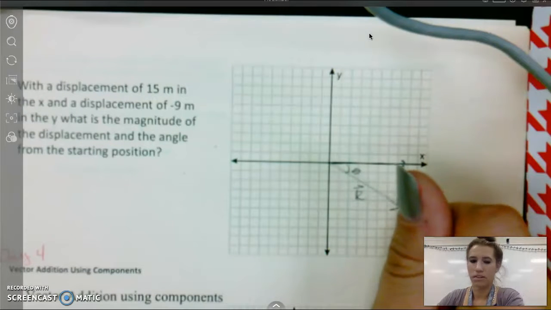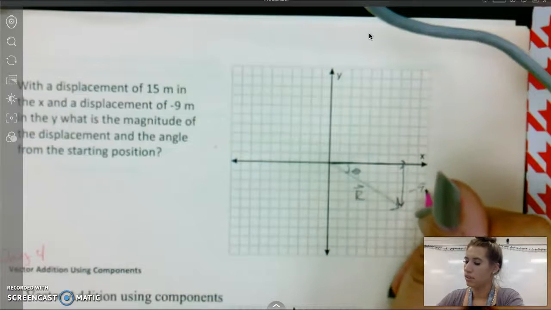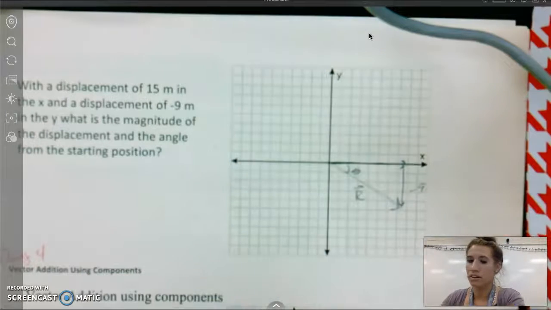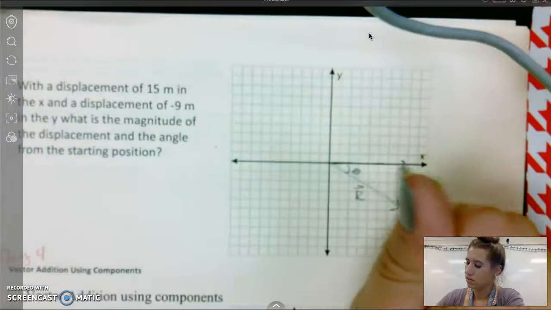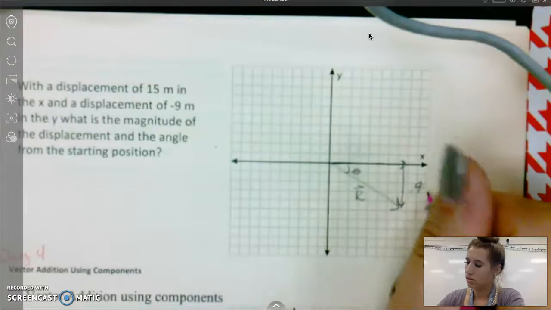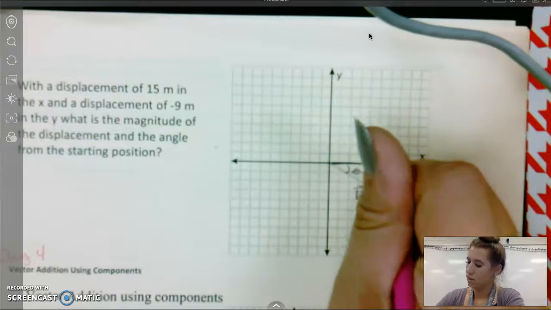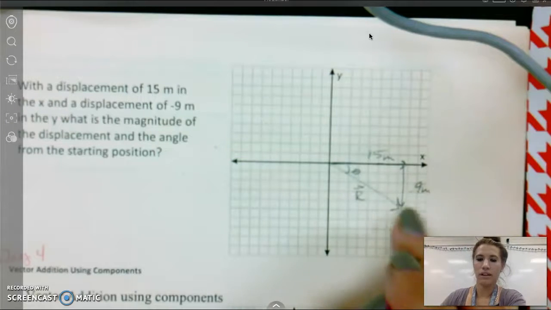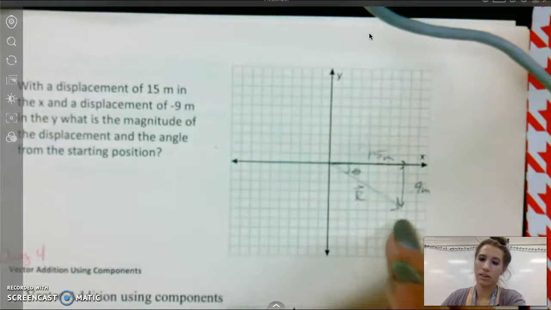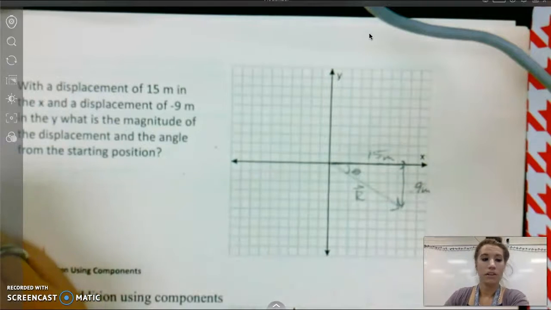Remembering that this is displacement with a magnitude of 9. The direction would be negative. And then we have a magnitude of 15 meters, right? When we say negative, that tells us the direction. We're not looking at the direction right now, we're just looking at magnitude. So it has a magnitude of 9. All right, so angle first.